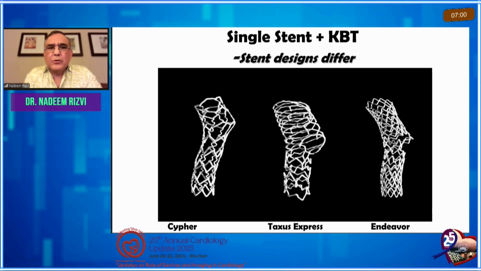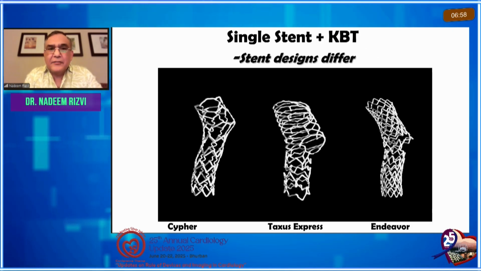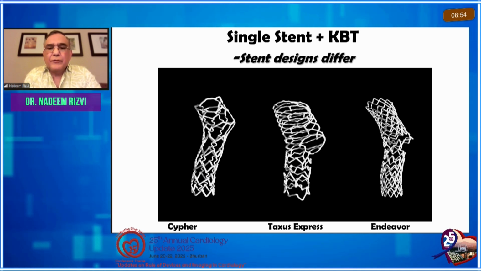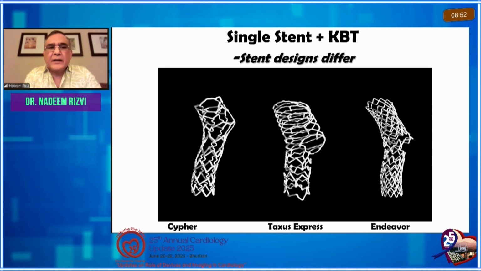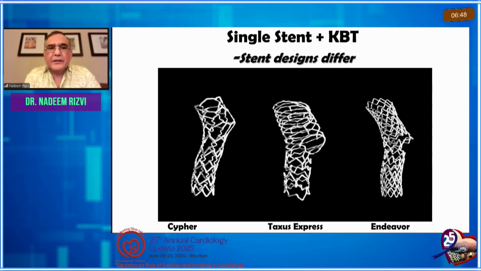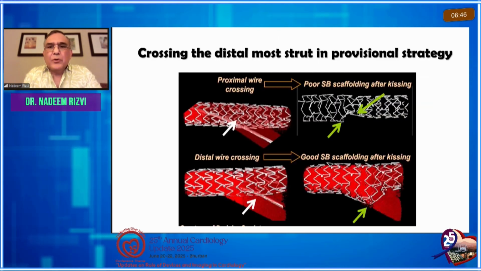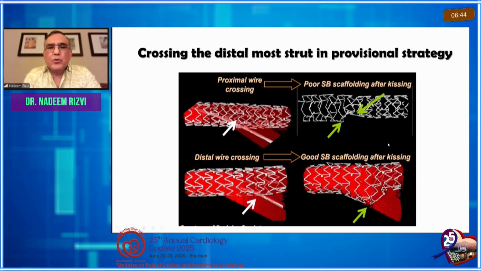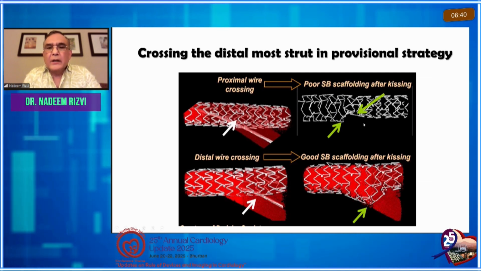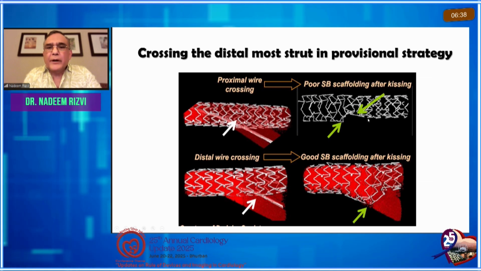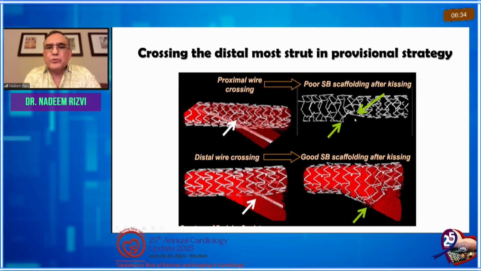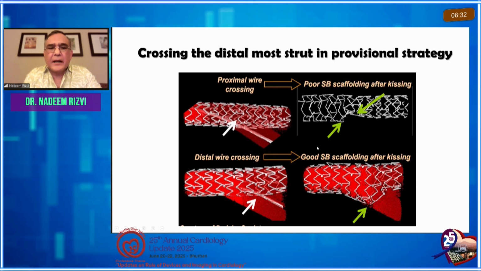Now, what I want to tell you about is that the stents are different. Nowadays, they are similar, but not exactly the same. So we've used all these stents, and you can see that they are the same diameter but different designs. Now, if you are doing provisional strategy and you cross the wire proximally and do a kissing balloon, there is a poor scaffolding after the kissing in the side branch, as you can see with these two arrows, and this one part is slightly up.